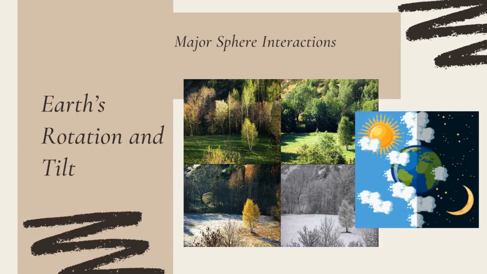And the last one involves the movements of our own planet. The Earth's rotation causes night and day that affects every living thing here on Earth. Also, the Earth's tilt causes seasons that affects the entire ecosystem itself.